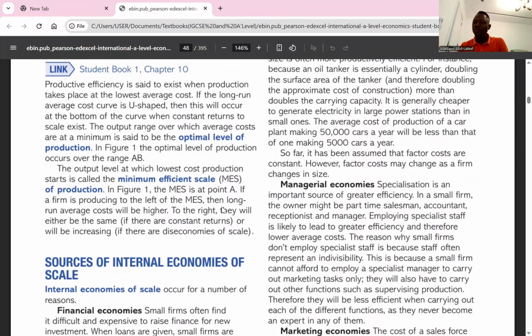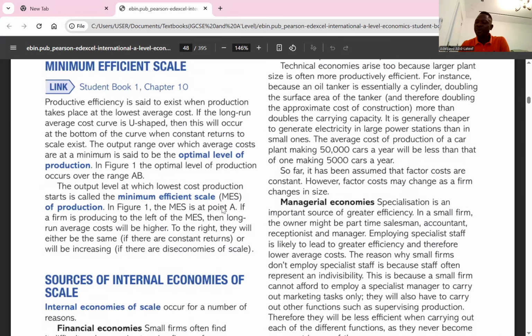It is the lowest point on the firm's long-run average cost curve, where the firm can produce at the lowest possible average cost. So the minimum efficient scale is this. This is our minimum efficient scale, where we have our optimum level, which is constant returns to scale. So this point here to this point here is our minimum efficient scale.